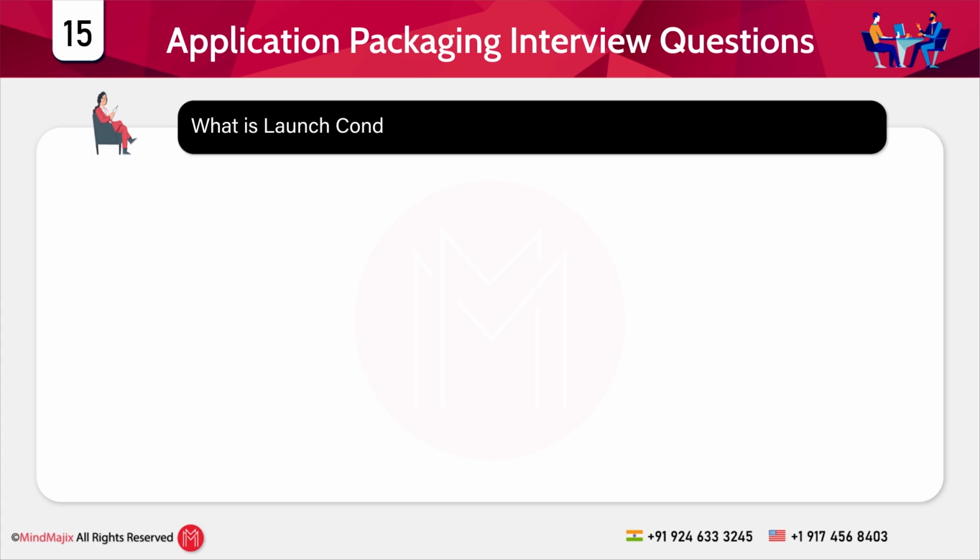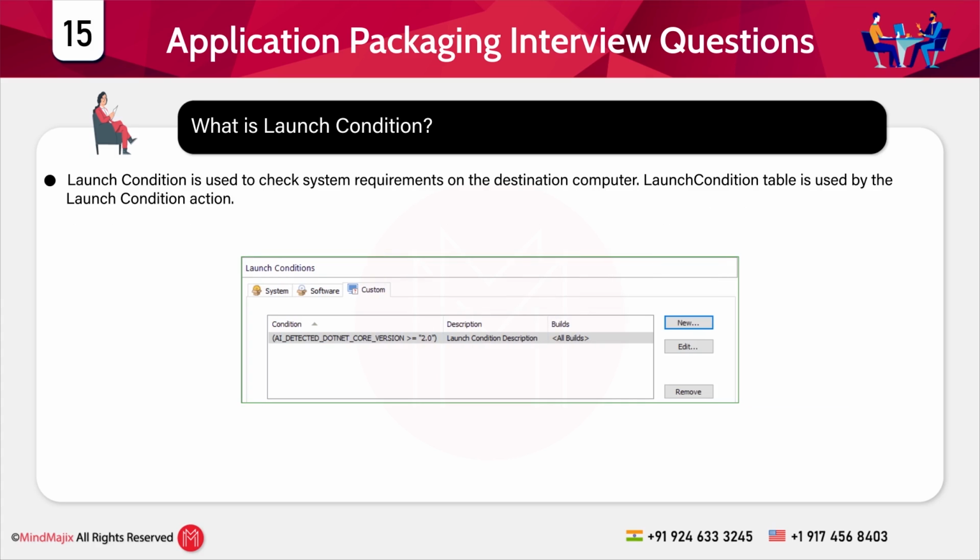What is launch condition? Launch condition is to check the system requirements on the destination computer. The launch condition table is used by the launch condition action. So when we install any application and open the InstallShell, in the beginning, in the general information tab, a few launch conditions will be predefined. If we delete that, it will not check the launch condition. But if we don't delete it, it will check the launch condition.